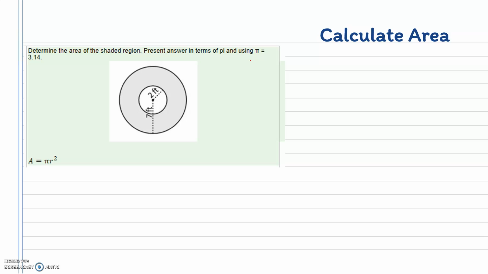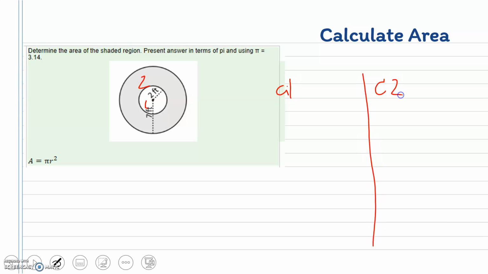The first thing I want to do is identify my two different circles. I'm going to name one circle 1, C1, and then circle 2, C2. For C1, our very first circle, the area equals pi radius squared, and we're doing the same for both because they're both circles.